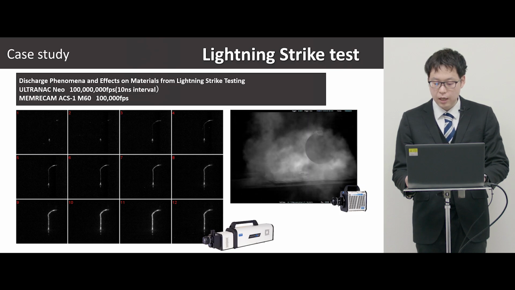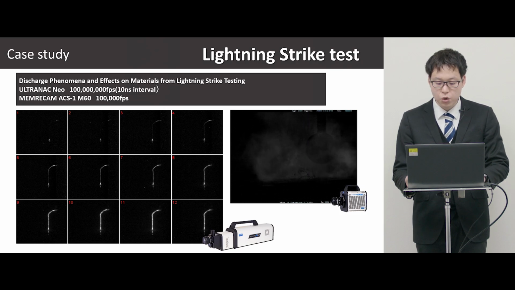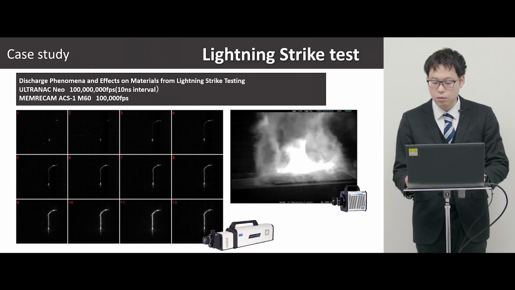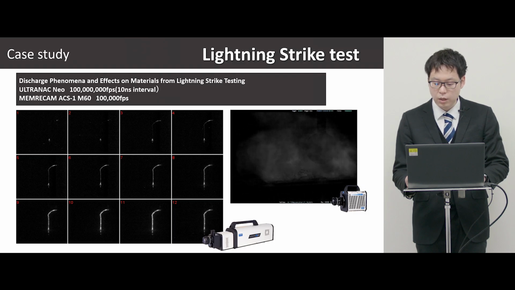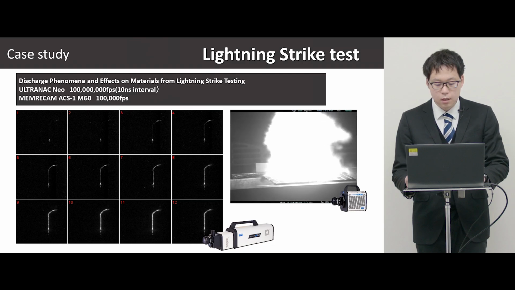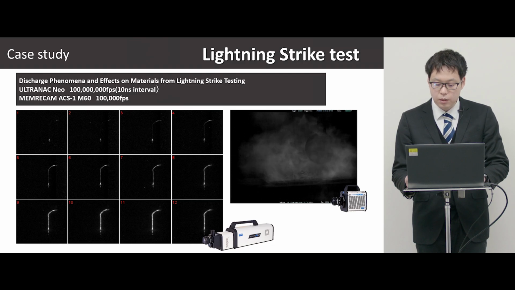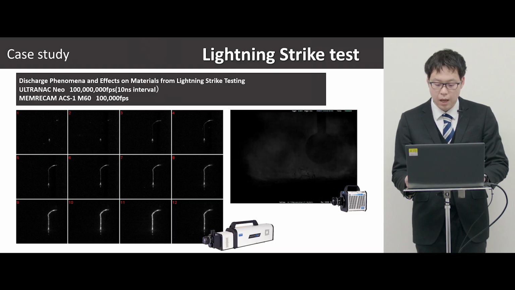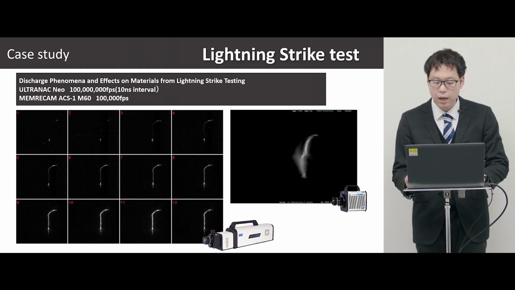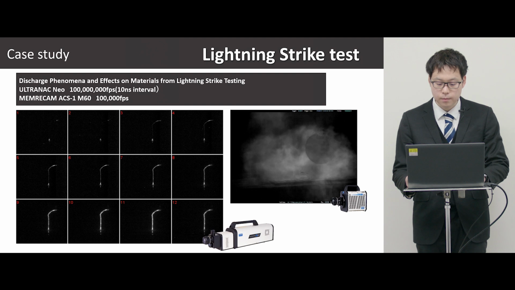This case study evaluated the impact of natural lightning strikes on CFRP materials by measuring discharge phenomena during the lightning strike test. UltraNAC Neo captured at 100 million FPS and ACS1 shot at 100,000 FPS.